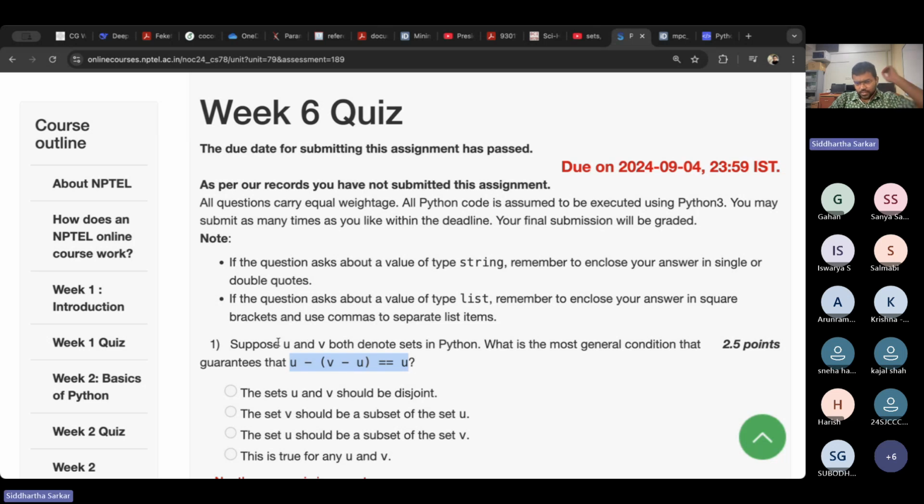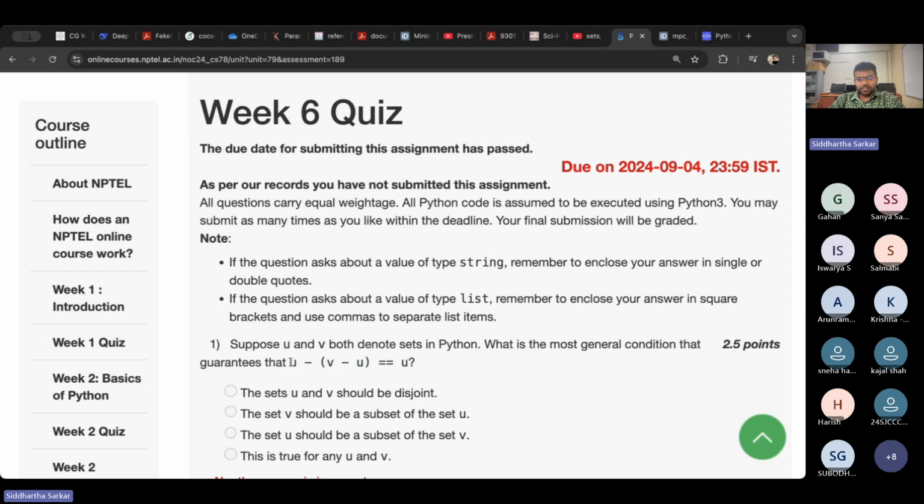All right. So we have seen the concept of sets in Python. Initially we have seen lists followed by dictionaries. Then we saw sets in the previous week. So u and v are two sets in Python. And the question is, if you do this operation on the two sets u and v, then in what situation the left hand side will be same as the right hand side.